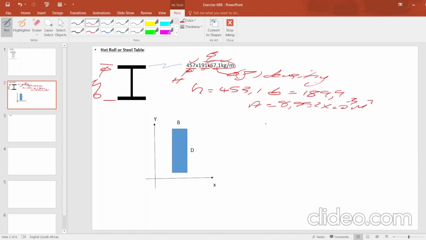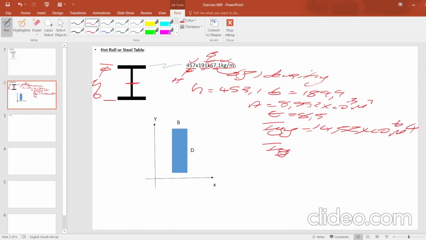Then we are as well given the thickness, where the thickness is the web. It is given as 8.5. Then we are as well given the area. It is 8,552. Oh, I've already written the area there. Now, we are as well given the IYY. It is 14.52 times 10 to the power negative 6 m⁴.